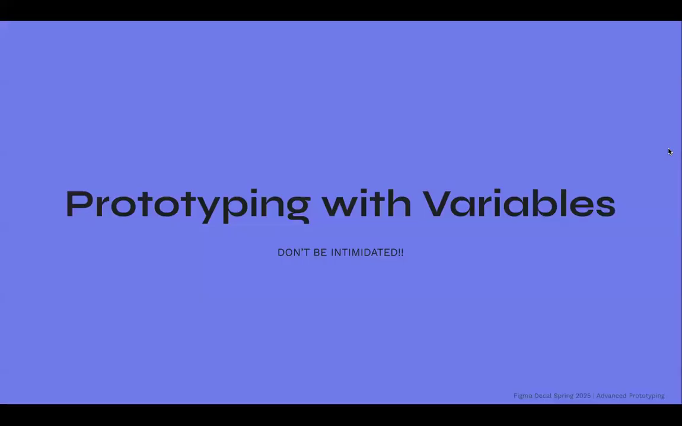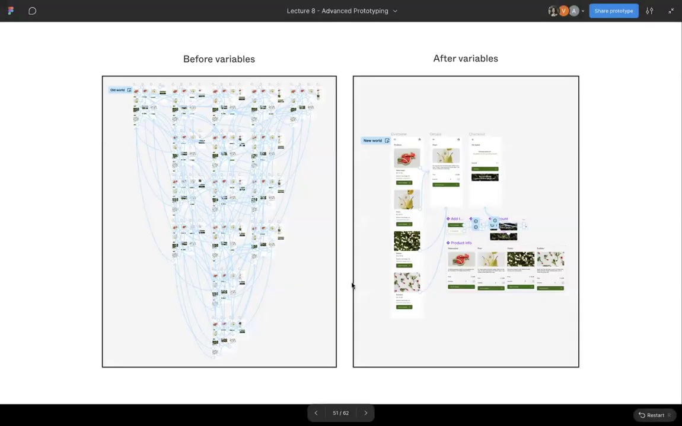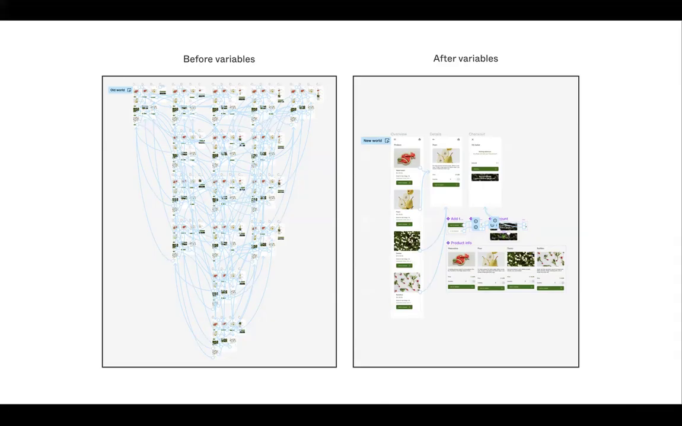And then prototyping with variables. This is before variables and this is after variables. So variables are a really easy way to make sure that everything is consistent and you don't need to make like 10 different pages just to give 10 different options. You can use variables and your user, or you, the designer, will already have all the options available within one frame, for example.